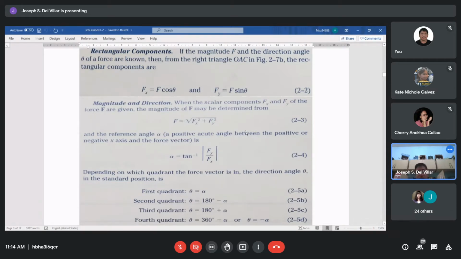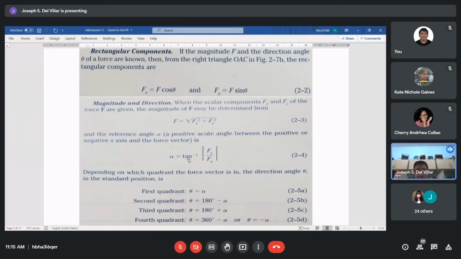Okay? Now, since the resultant is a vector quantity, then we need its direction also. For example, alpha is the angle of the resultant, or the reference angle, then we make use of the inverse function. And that is equal to arctangent of the absolute value of Fy over Fx. Now, the angle that results from this equation must always be an acute angle.